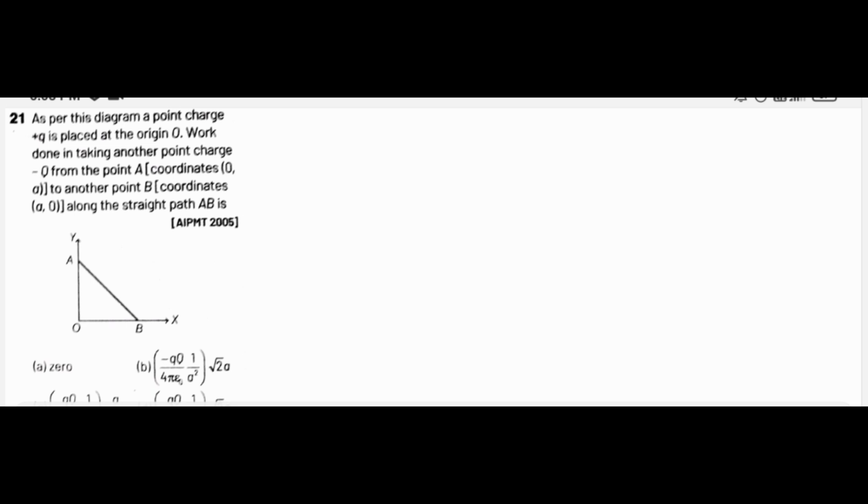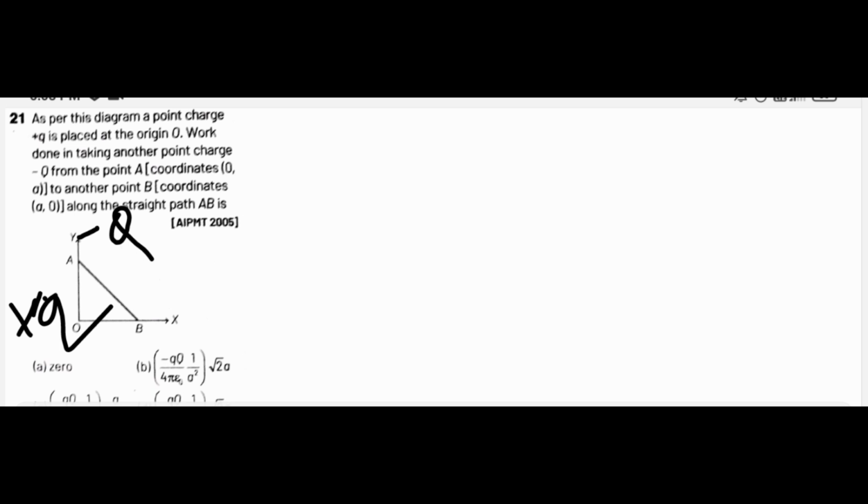In this 21st question, as per this diagram, a point charge plus q is placed at origin O. The work done in taking another point charge, minus q, from point A to another point B along the straight path AB is asked.